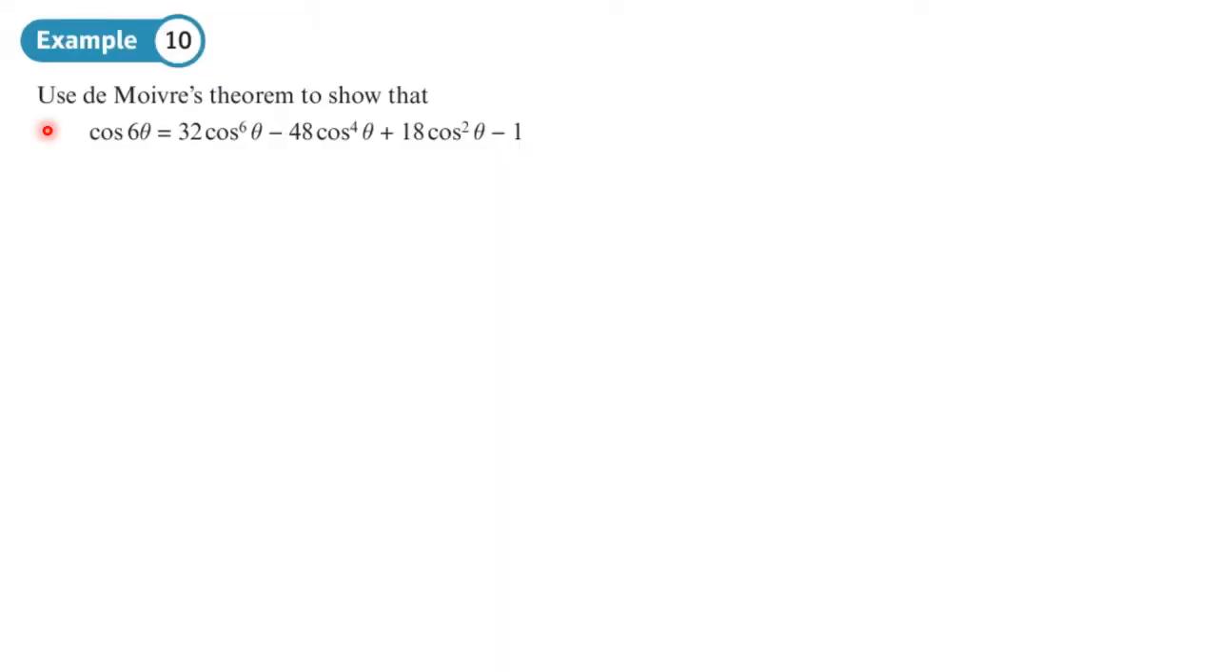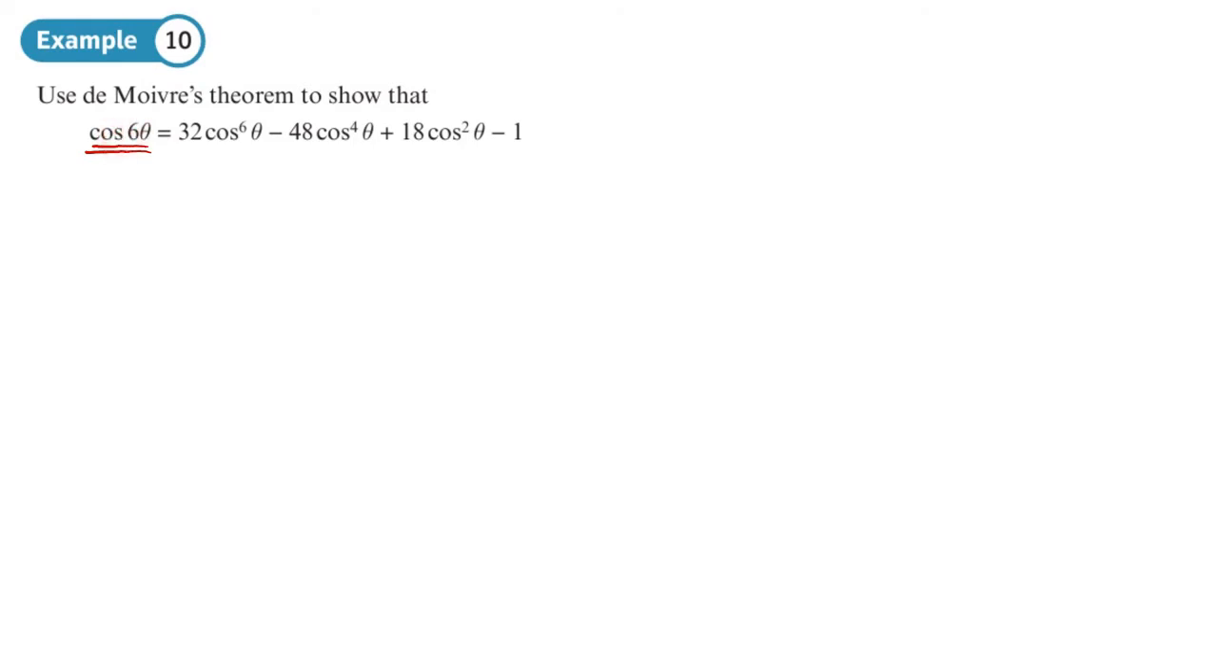In this example, it says we need to use de Moivre's theorem to show that this identity is true. Now in these types of questions, we start with what's on the left hand side, in this case the most simple side of it, this simple expression, and we're going to get to this. So the first thing that we need to work out on this question is, where would I see cos to the 6th theta in de Moivre's theorem?